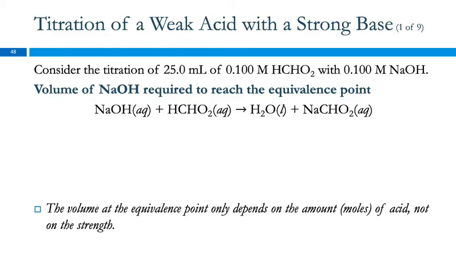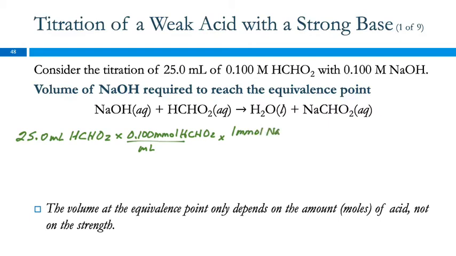So we've got 25 milliliters of the formic acid, and it's 0.100 millimoles per milliliter. And it's a 1-to-1 stoichiometry, 1 millimole of sodium hydroxide to 1 millimole HCHO2. And the concentration of the sodium hydroxide is 0.100 millimoles per milliliter. And ta-da, we get 25 milliliters.